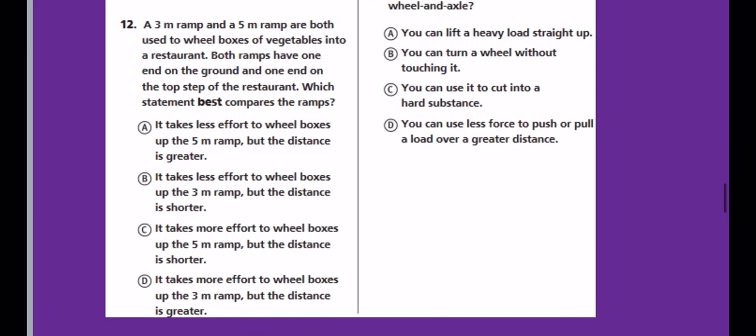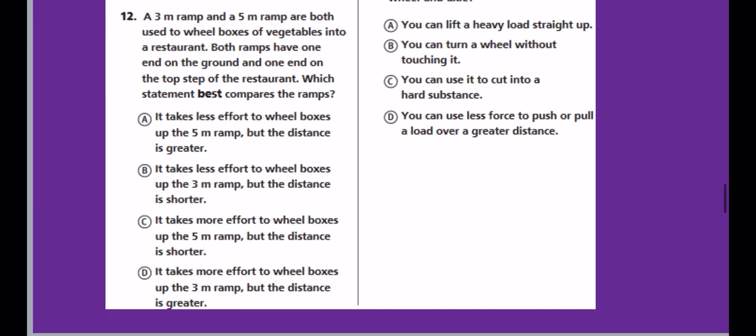Okay, over here, number 12. A 3-meter ramp and a 5-meter ramp are both used to wheel boxes of vegetables into a restaurant. Okay, so you have two ramps. One is 3-meter and the other one is 5-meter. Now, both ramps have one end on the ground and one end on the top step of the restaurant.